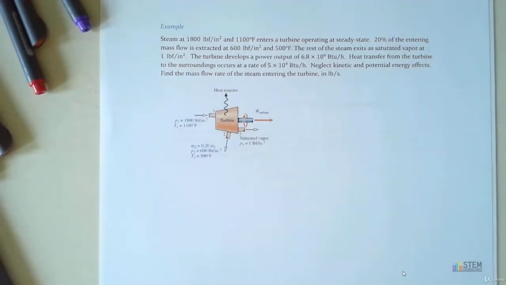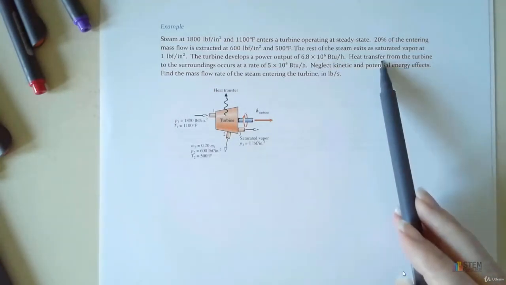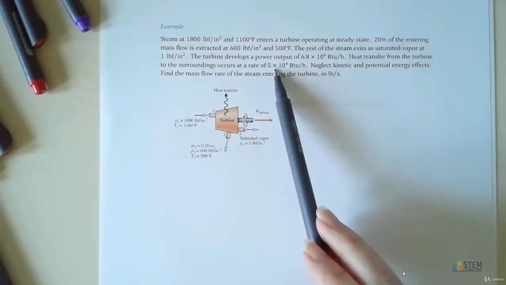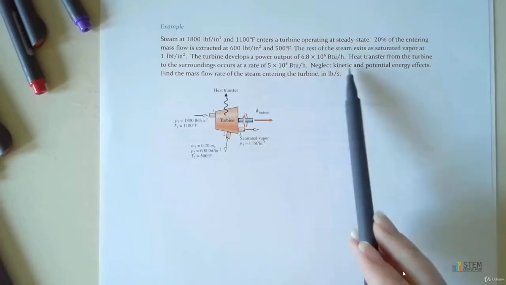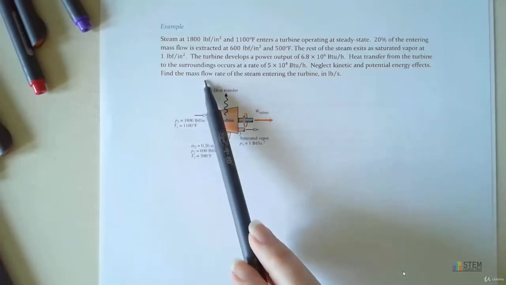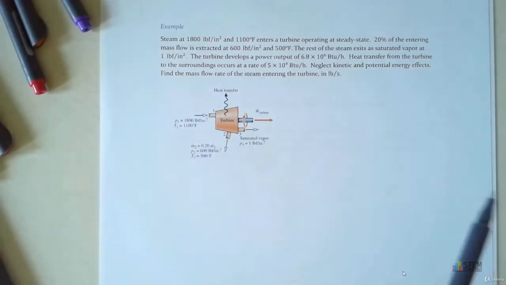The turbine is going to develop a power output of 6.8 times 10 to the 6th BTU per hour, and heat transfer from the turbine to the surroundings occurs at the rate of 5 times 10 to the 4th BTU per hour. We will neglect kinetic and potential effects. We want to find the mass flow rate of the steam as it enters the turbine in pounds per second.